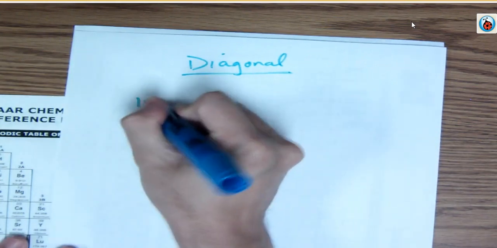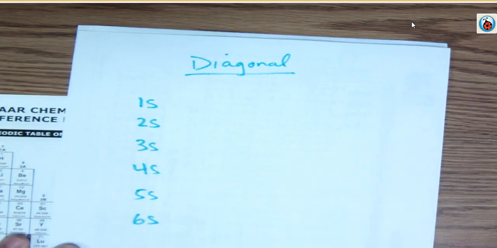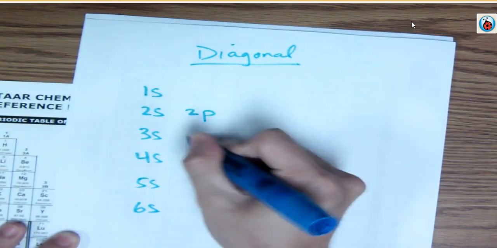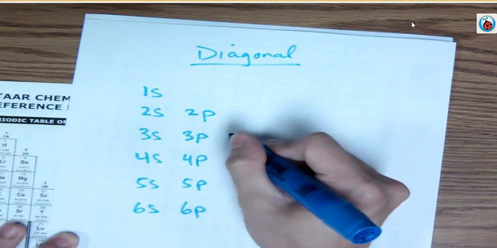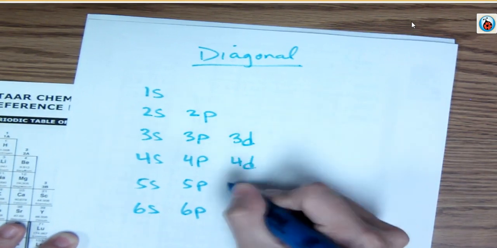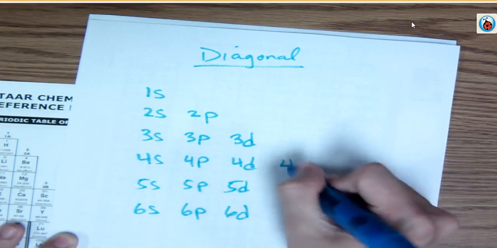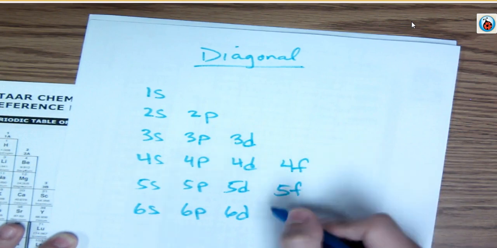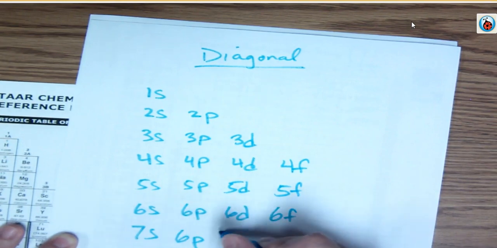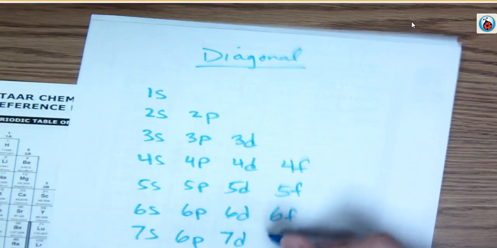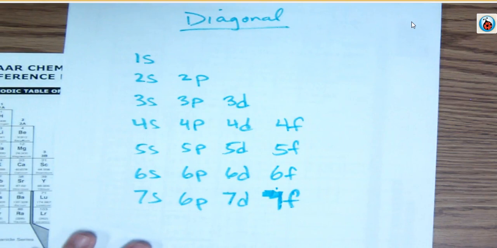So you go 1S, 2S, 3S, 4S, 5S, 6S, and then P starts on level 2. 2P, 3P, 4P, 5P, 6P. D starts on level 3. 3D, 4D, 5D, 6D if you want. Oh, there's no such thing. And then F starts with 4, 4F, 5F. You can go to 6F. Oh, there's supposed to be 7S too. You can do this for the sake of making it look pretty nice. 7F. There you go. All right.